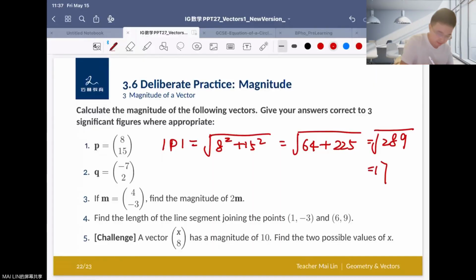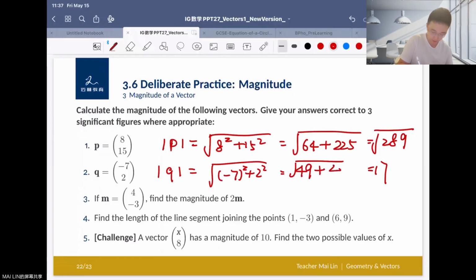For the second problem, the vector q's magnitude can be written as the square root of (-7) squared plus 2 squared. So that is the square root of 49 plus 4, that is the square root of 53. Just using the formula a squared plus b squared.